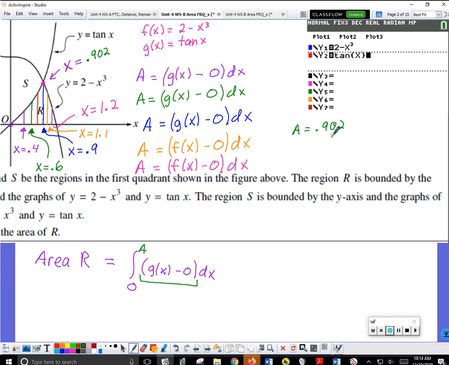Anybody else? Please. So with this, are we using the fundamental theorem, or are we just using integration on our own? Awesome.